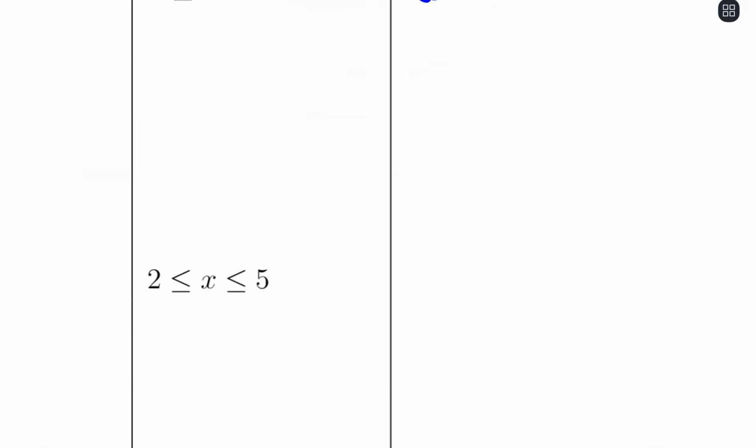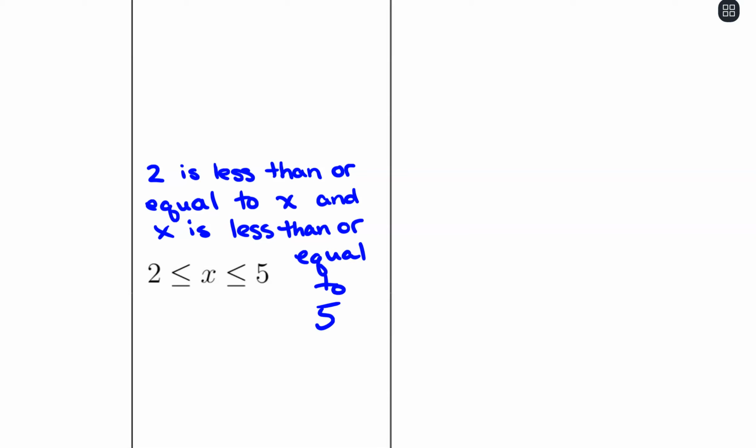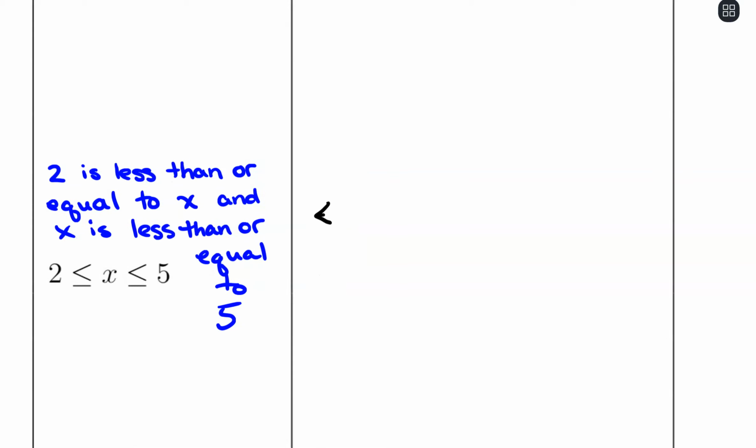All right. Let's see, here we have 2 is less than or equal to x is less than or equal to 5. So 2 is less than or equal to x, and x is less than or equal to 5. So really x is stuck between two values, 2 and 5. So let's draw a graph. I want to see that lower value of 2 and that upper value of 5. So I'll go 2, 3, 4, 5.